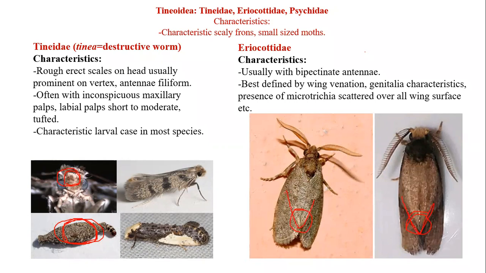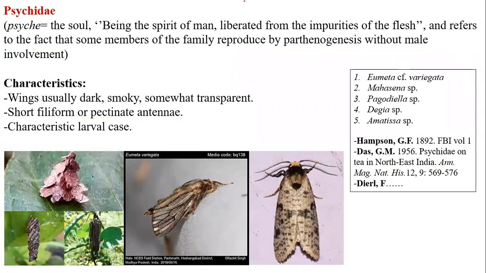This V-shaped structure, which is formed by the folds of their wings. This feature can be used to identify this family, I think, because most Eriocotidae members which I have observed contain this feature. So I think that this feature can be used to sort out this family from photographs. Now, next family is Psychidae.